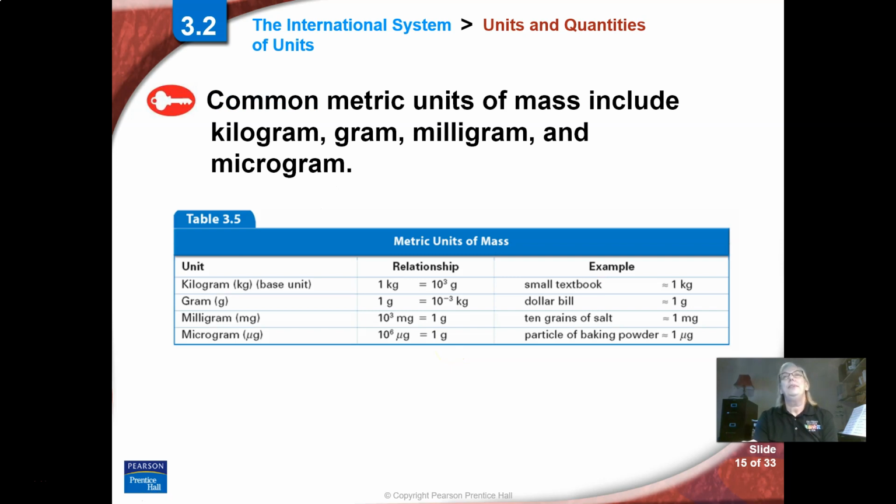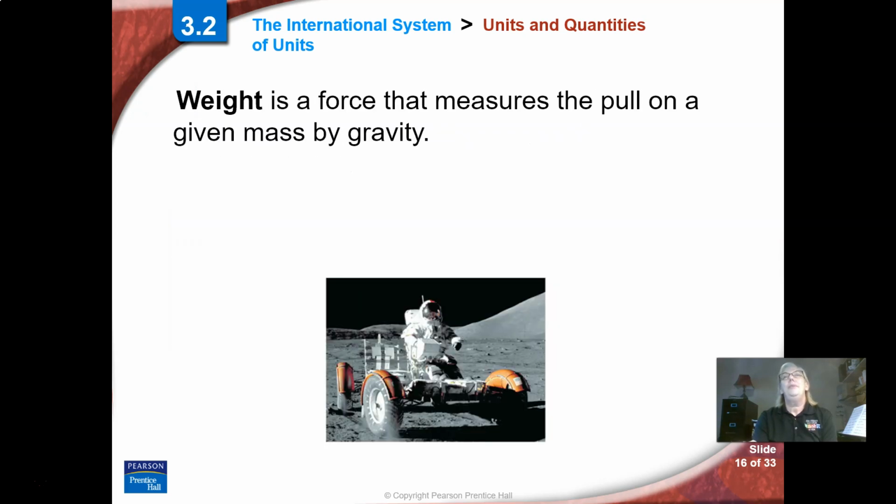So here's some examples of things so you get the idea of what these weights are like. A smaller textbook would be 1 kilogram. A dollar bill is 1 gram. And weight is different than mass, so we use mass in this class because we use balances to find the mass. It's the amount of stuff you have. Weight is the gravitational pull of wherever you're at. So on the moon you'd have a different weight, but you'd have the same mass as you have on Earth.